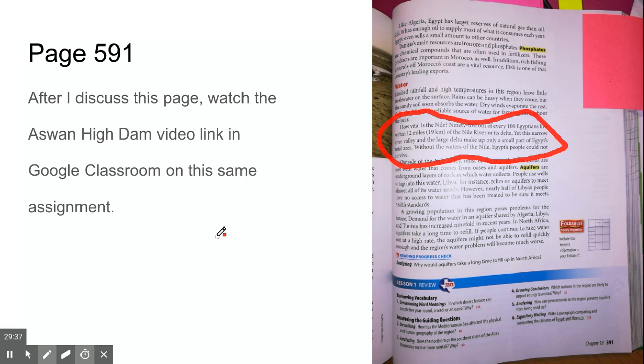So it says, after I discuss this page, watch the video link in Google Classroom that's on the same assignment. And then you're going to come back and we're going to talk about page 608, where you're seeing the camel drink out of the water bottle. Okay, so go back to Google Classroom, watch the video over the dam in Egypt, and then come back. So pause this video, go watch that video, and then come back to this one.